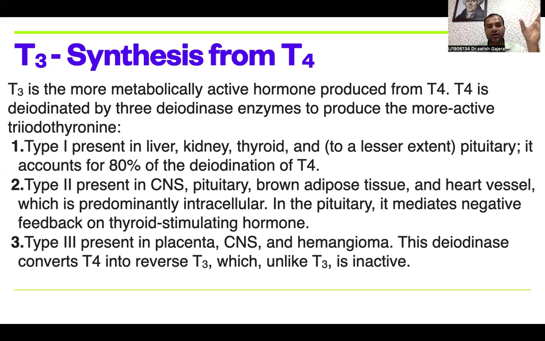Type 1 is present in the liver, kidney, thyroid, and to a lesser extent, pituitary. It accounts for 80% of the deiodination of T4. The type 1 deiodinase enzyme is responsible for 80% of the conversion of T4.